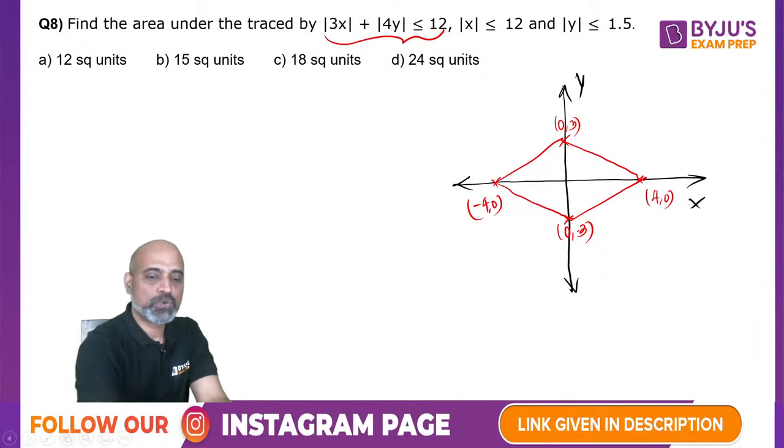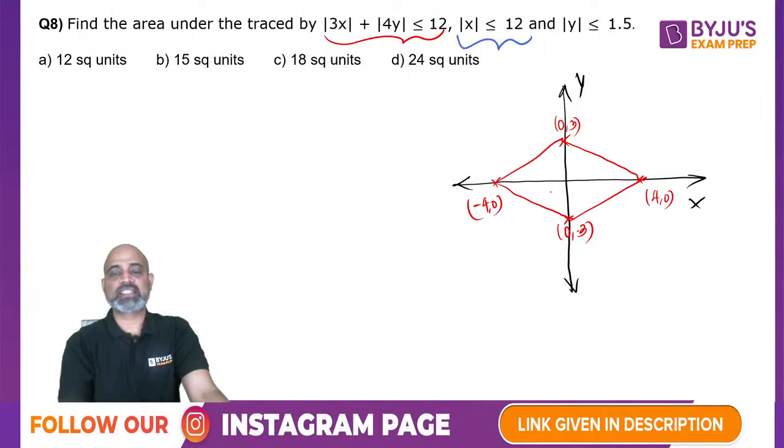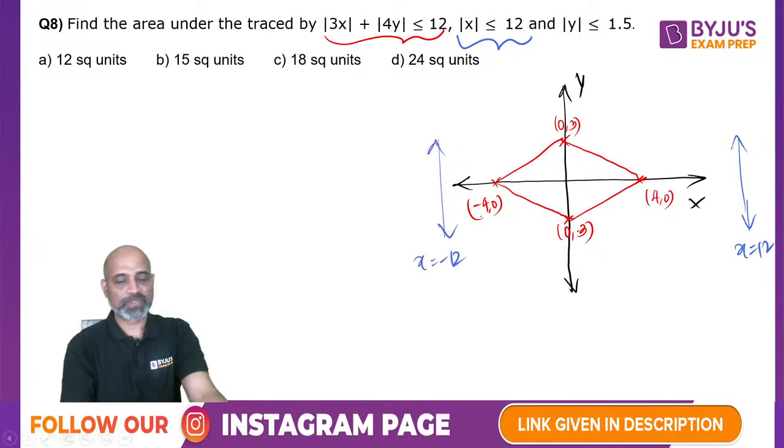The next one is mod x is less than equal to 12. So x is going to be 12, very far, right? These are going to be a pair of vertical lines at x is equal to 12 and x is equal to minus 12. So ये तो definitely नहीं help कर रहा.